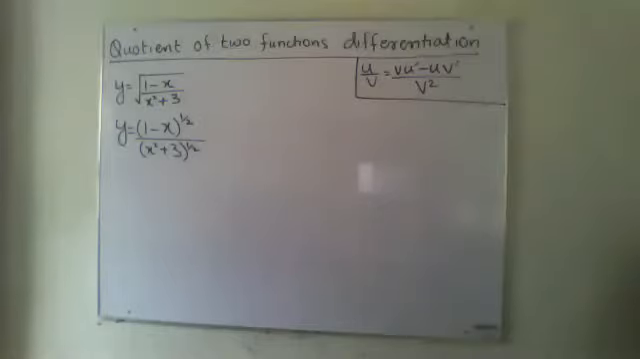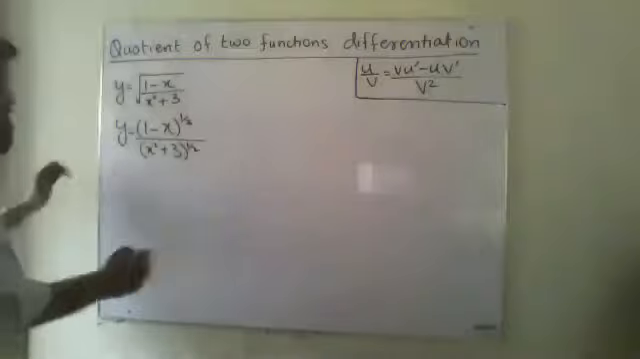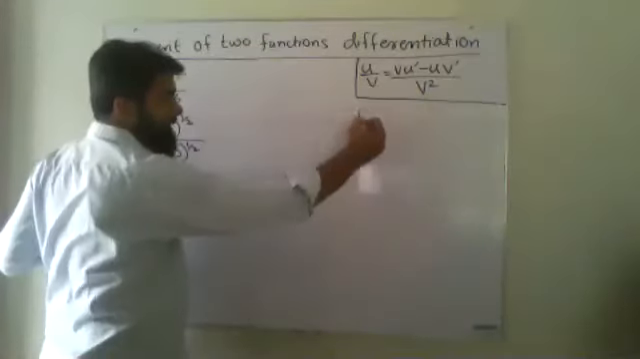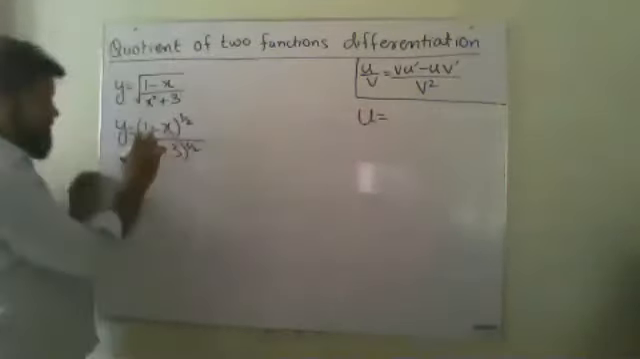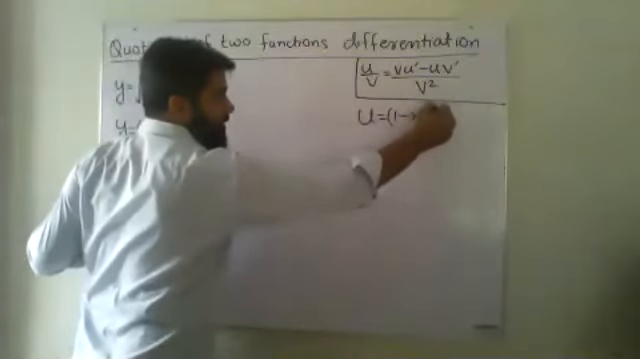Now, we have to start differentiation. So first of all, my numerator, which is u, is (1 minus x) power half.